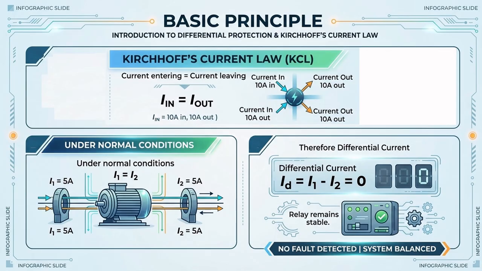What is the basic principle of differential protection? According to Kirchhoff's current law, the current entering a protected zone equals the current leaving it under normal conditions. So I1 equals I2, the differential current is 0, and the relay remains stable.